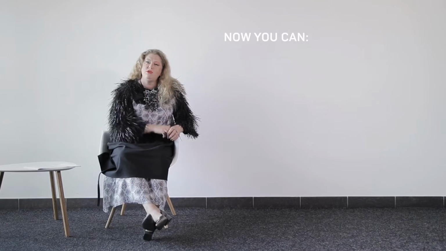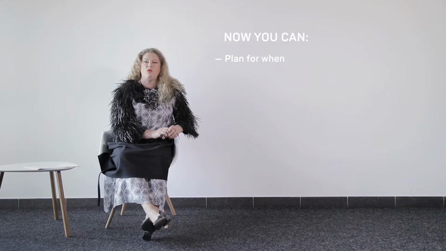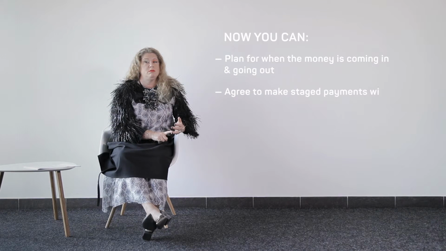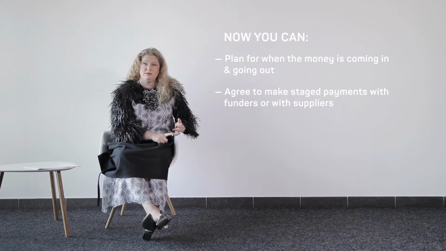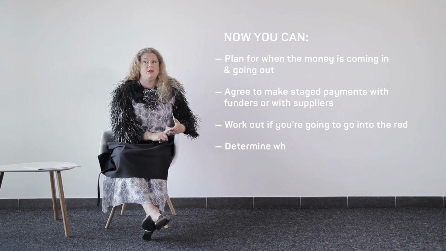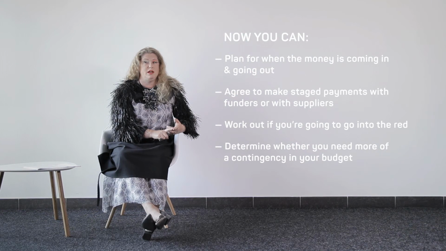Now, if the organisation decided that they needed to take out a loan from the bank for this, then of course the bank is going to charge them interest, and you would want to factor the interest on that loan into your budget. So now you can plan for when the money is coming in or going out. Agree to make staged payments with funders or with suppliers. Work out if you're going to go into the red, so spend money that you don't yet have, and determine whether you need more of a contingency in your budget.